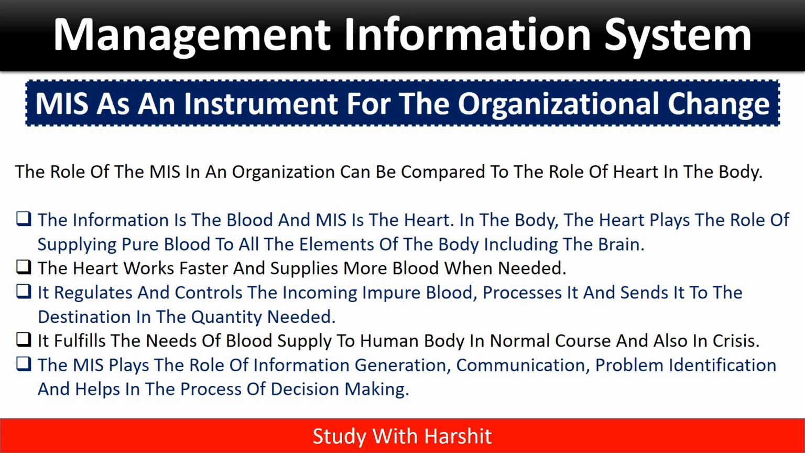It regulates the control and incoming impure blood, processes it and sends it to the destination in the quantity needed. It fulfills the need of blood supply to the human body in the normal course and also in crisis. The MIS plays the role of information generation, communication, problem identification and helps in the process of decision making.